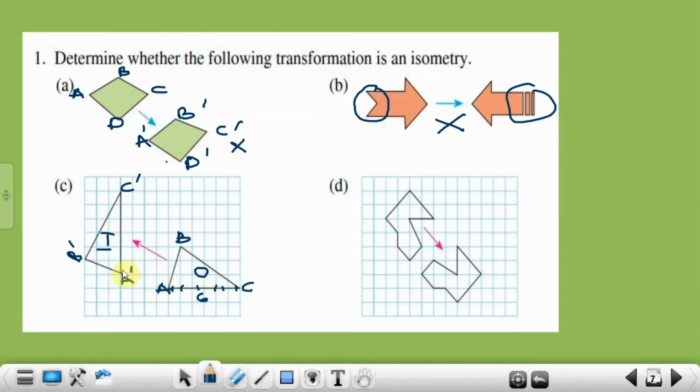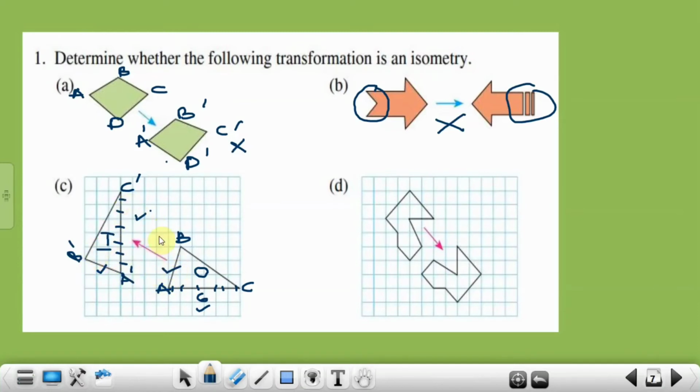So from A prime to 6 prime, it should have 6 also. 1, 2, 3, 4, 5, 6. Okay, this side is congruent. Okay, what about this side? This side, it's actually the diagonal of these 3 boxes. So if we look here, yes, this is also congruent.